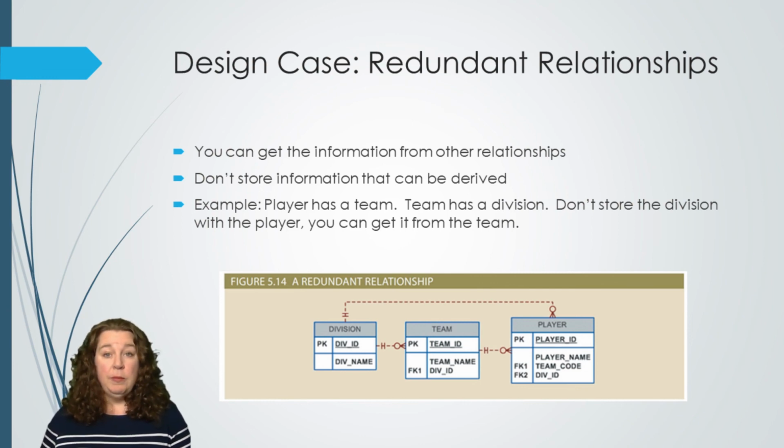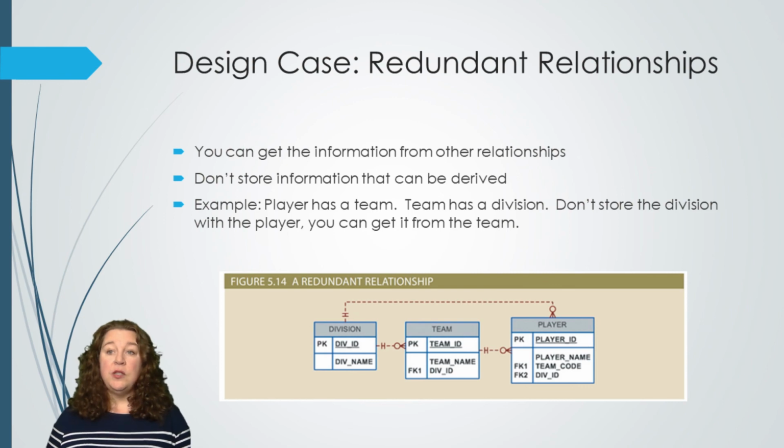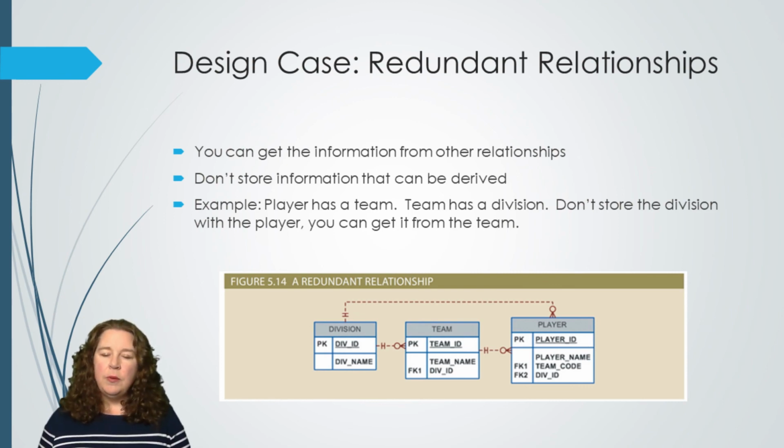So I'm going to store it in my player table. And then I'm going to have the team code that goes and tells me what the team is. And I need to know what division the team is. So I'm also going to store the division ID in my team. Well, I now have two tables that both reference the division, but they don't have to. I can go through my team to get to my division to derive the division ID from the team, and I don't need to store it directly.